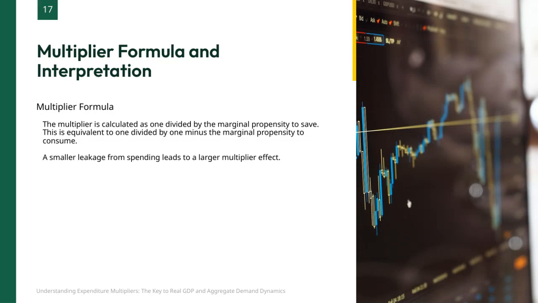Here we have the formula for the multiplier, which plays a crucial role in understanding how initial spending impacts the overall economy. The multiplier is calculated as 1 divided by the marginal propensity to save. Another way to express this is 1 divided by 1 minus the marginal propensity to consume. Essentially, this means the less money people save and the more they spend, the larger the multiplier effect will be. In other words, when there's a smaller leakage from spending, meaning less is saved and more is circulated, the economy experiences a bigger boost from any initial injection of spending. This concept helps explain why consumer behavior can significantly influence economic growth.